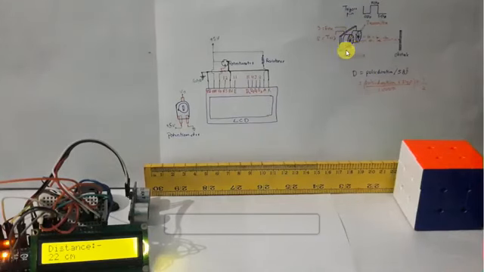This is the transmitter, this is the receiver. It will transmit the pulses. This is the object and this pulse will be reflected back to the receiver. So this time is the pulse duration, which will be multiplied by the speed of sound in air and divided by 2 because this distance is nearly doubled.